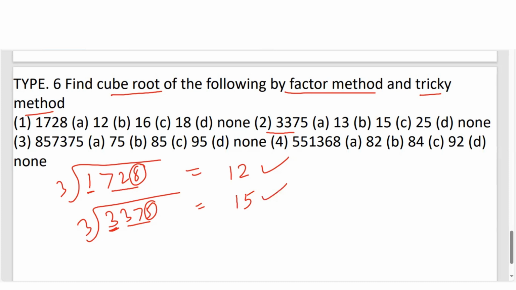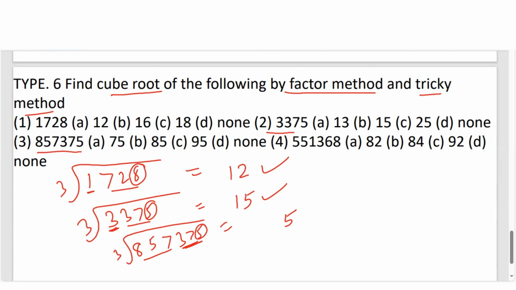Again, my next number is a large number, no problem: 857375. We need to find the cube root of this number. So again, group the digits; the unit digit is 5. So the unit digit will always be 5. Now here, 857. Now you check which number's cube this is. If not this, then near this. So you know what 9 cubed is.